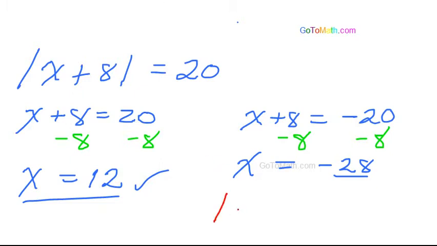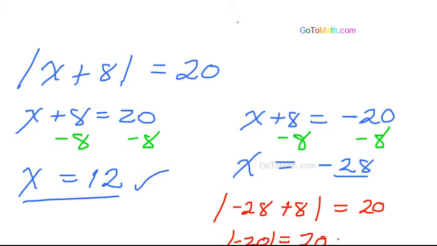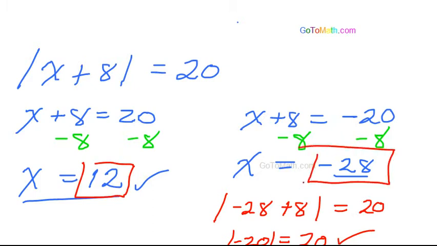So we're just checking this. So -28 plus 8 is equal to, supposedly, 20, but we've got to check that. So -28 plus 8 is going to be -20. And of course the absolute value, remember, of a negative number inside makes it positive, and therefore we get 20. So that checks out. So our two solutions are 12 and -28.